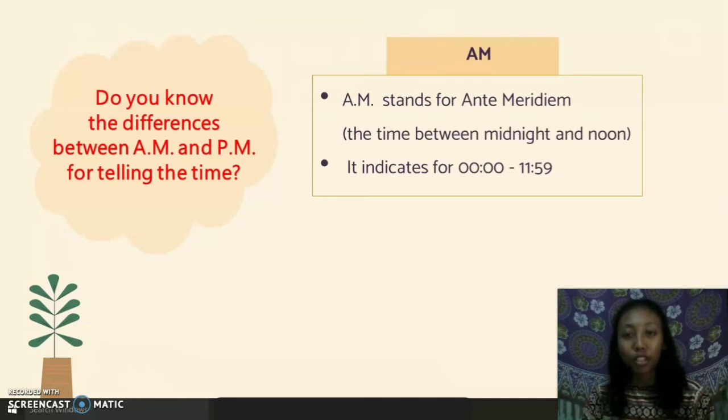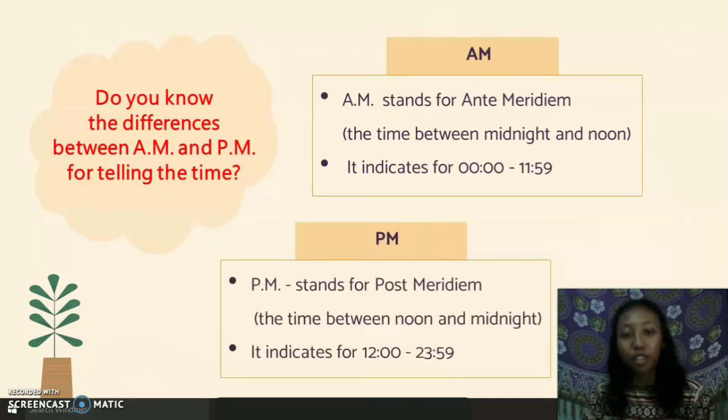AM stands for antemeridian, or the time between midnight and noon. It indicates 12 o'clock at midnight until 11:59 in the morning, while PM stands for post-meridian, or the time between noon and midnight, and it indicates 12 o'clock at noon until 23:59 at night.